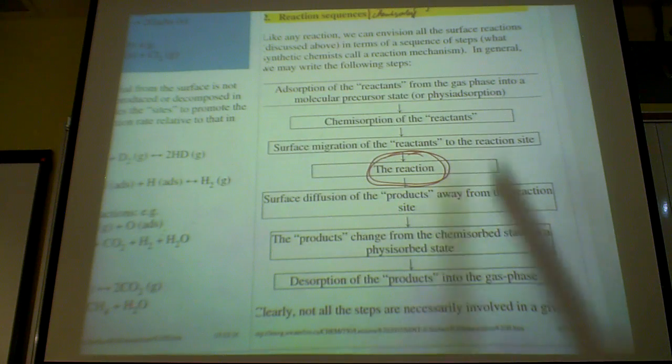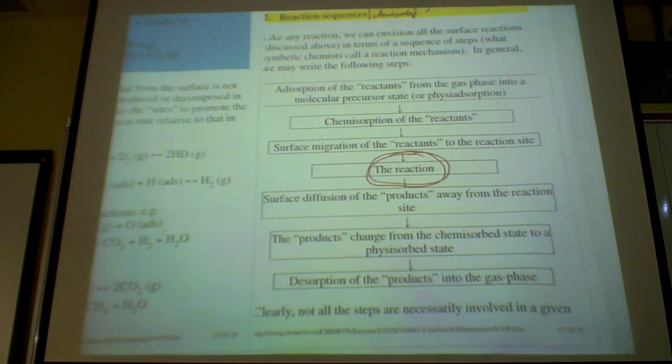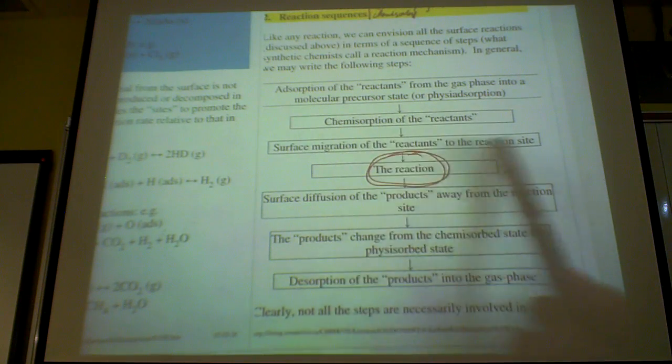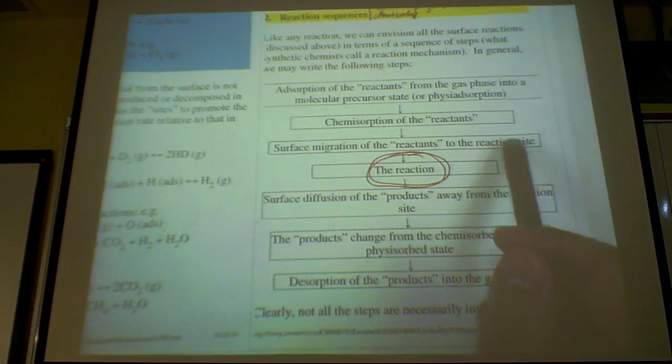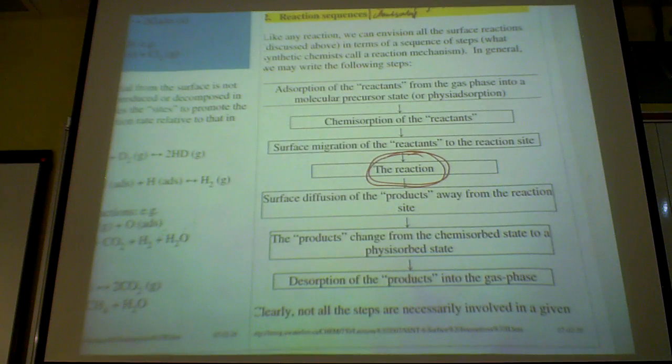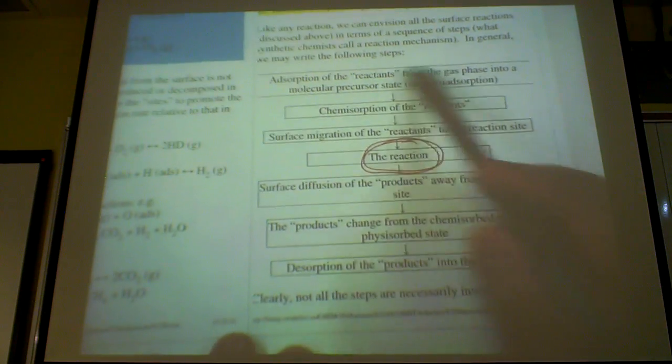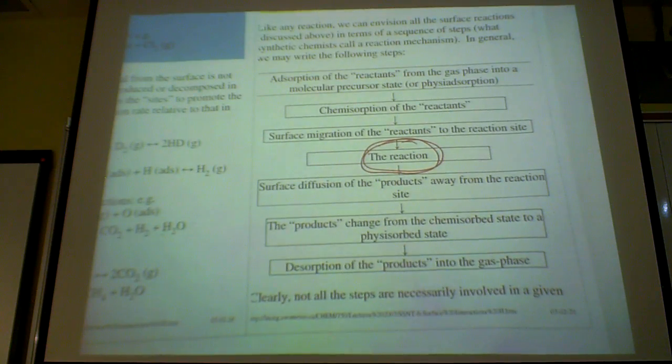And sometimes in this whole generic sequence, not all the steps are involved. Some may go directly into the chemisorption state. Some may not need to move around, right? If the site is already the reaction site, you don't need to migrate and so forth. So these are just a general description, not necessarily all the steps are involved. And of course, when you talk about these steps, each of the steps will have its own kinetics.